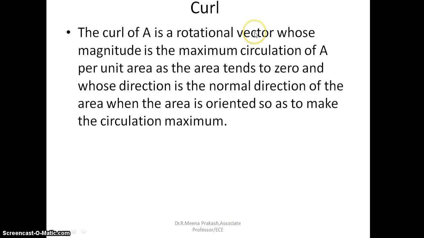Curl is a rotational field, and curl of a vector is another vector whose magnitude is the maximum circulation of A. What is the circulation of A per unit area? And the direction is that of the area when it is oriented so as to make the circulation maximum. This is how we can define curl, and curl is usually found by a determinant value.